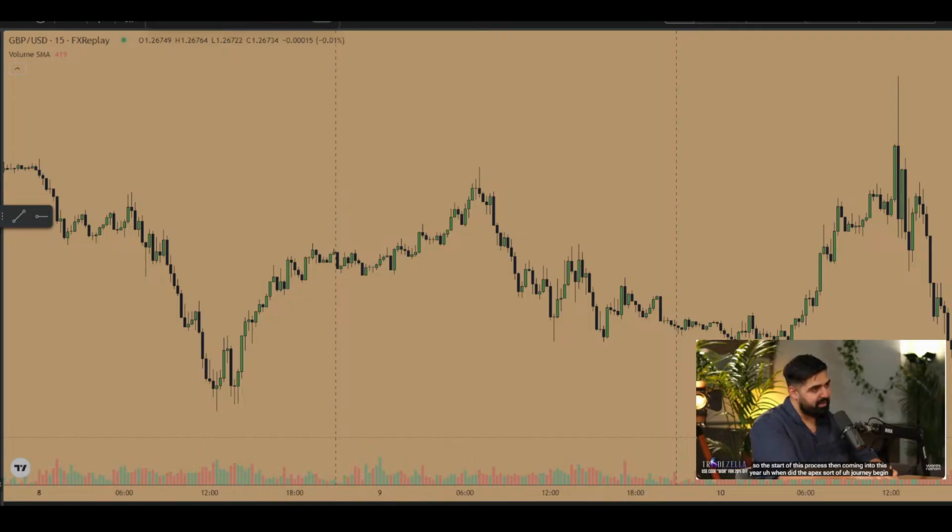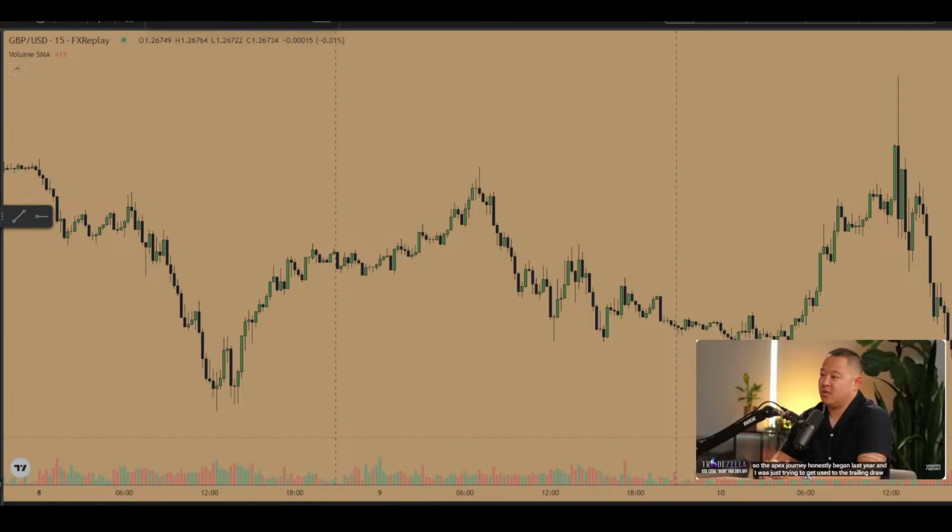But yeah, so the start of this process then, coming into this year, when did the Apex journey begin? So the Apex journey honestly began last year, and I was just trying to get used to the trailing drawdown because it's very, very difficult. Most people can't get past that trailing drawdown limit, and it was just a combination of right place, right time. The markets are extremely volatile right now. It's providing a lot of setups. Well, at least the last couple months.